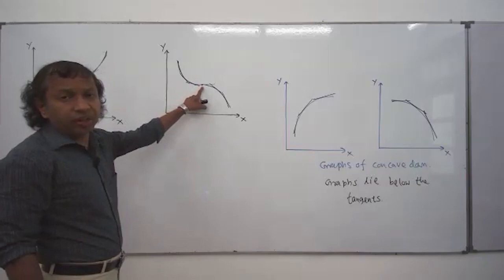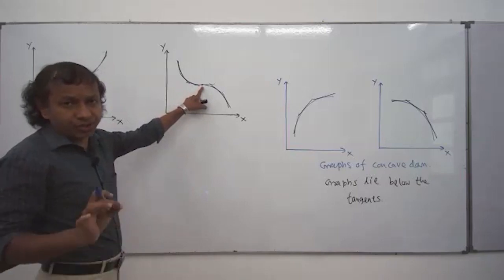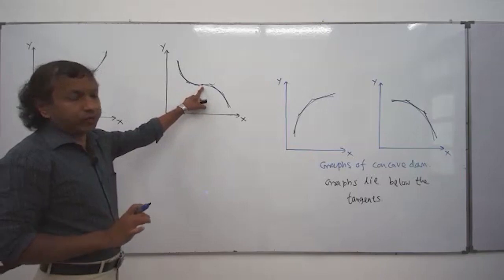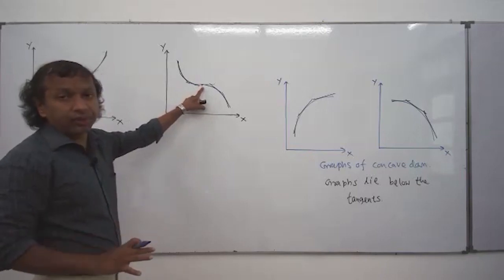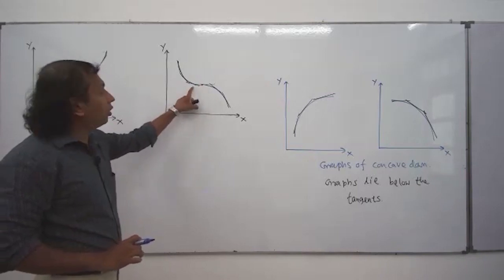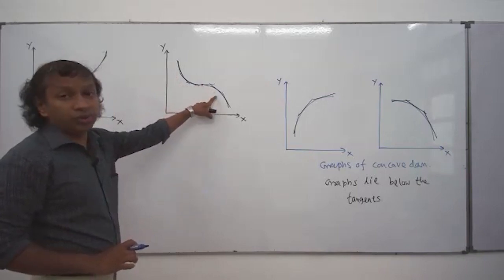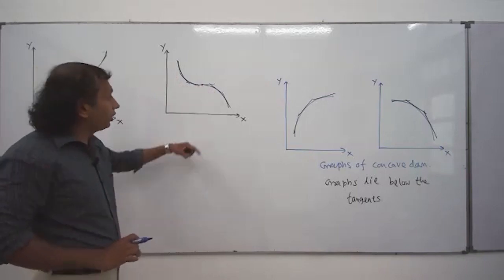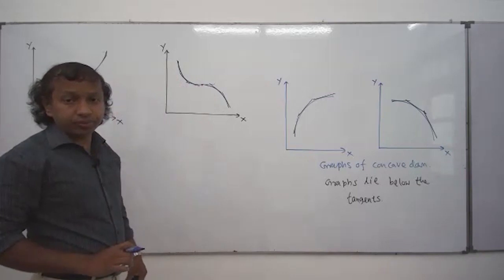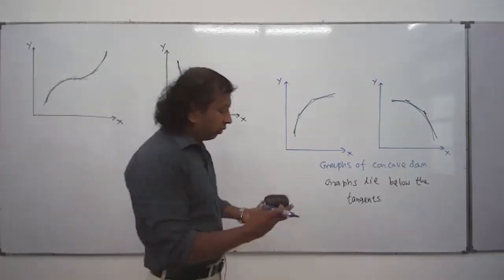At this point, dy by dx is 0. dy by dx 0 means stationary point. So therefore, this point is a stationary point, and this point is called the point of inflection because at that point only the concavity of the graph changes. On the left of the point, the graph is concave up. On the right of the point, the graph is concave down. So therefore, this point is called a point of inflection. People, we will take another graph here.